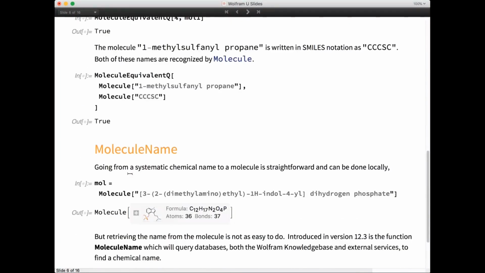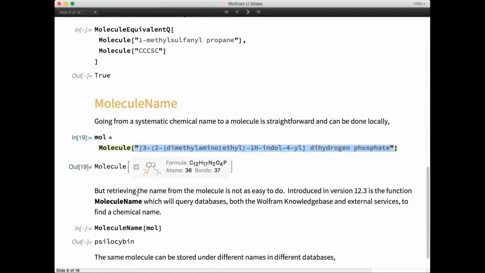So that's that. We already touched a little bit on MoleculeName. Essentially, it's the way to go backwards. But it is not done locally, right? Creating a molecule from a name is done locally. We parse that and convert that into a SMILES string. But generally speaking, if you need to find the name for it, we need to look it up. And so we have the function called MoleculeName, which will query first the Wolfram Knowledge Base, or Wikidata, or PubChem to find the name of the molecule.